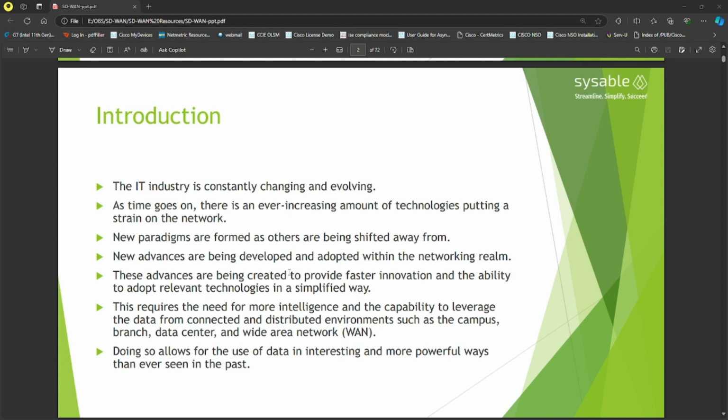So to meet those requirements, we do require more intelligence and capability from the WAN devices in order to facilitate that. Now, the distributed environment can be campuses, branches, data centers, and wide area networks for businesses. And in the campuses also, you need a lot of bandwidth in order to facilitate that amount of data and the speed for the internet. Doing so allows the use of data in more interesting and powerful ways than ever in the past.